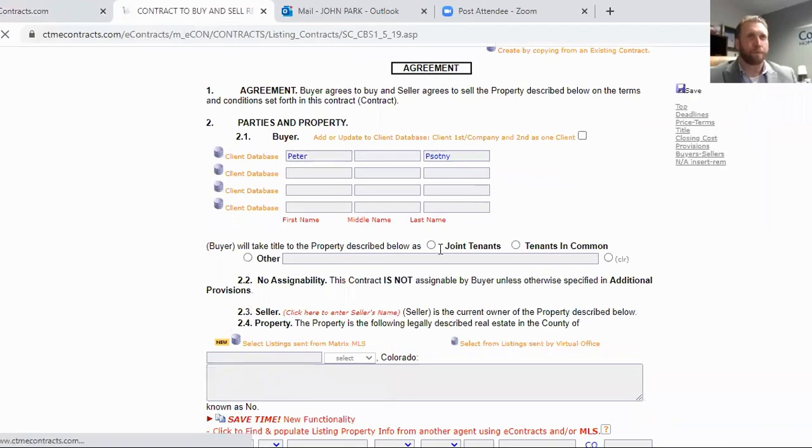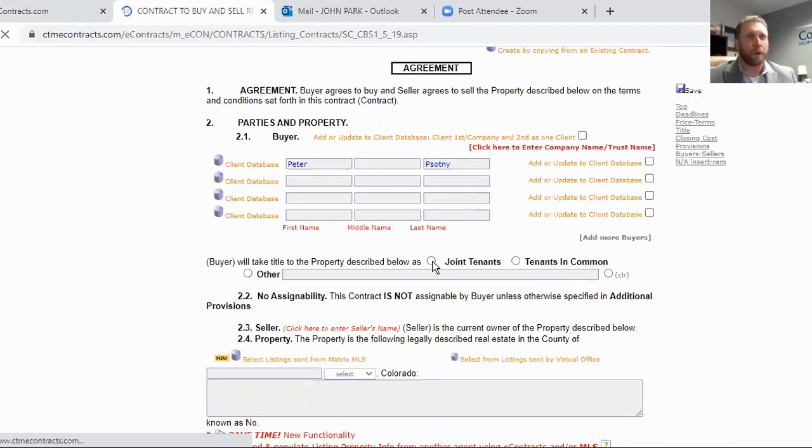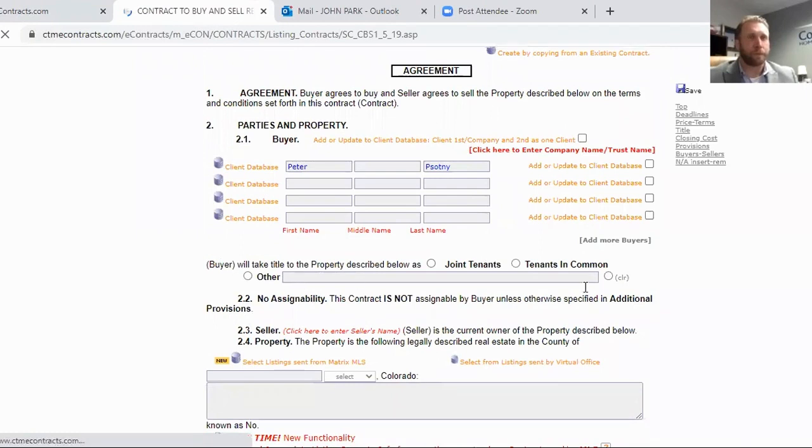So, Peter, why don't you explain to us the difference between joint tenants, tenants in common, and so on. So this is an important section of the contract that you want to have a conversation with your clients about. If there's just one person buying it, I typically mark the other and put in severalty. If you have a husband and wife, or multiple friends or business associates purchasing, it's important to have that conversation about the difference between joint tenancy and tenants in common.